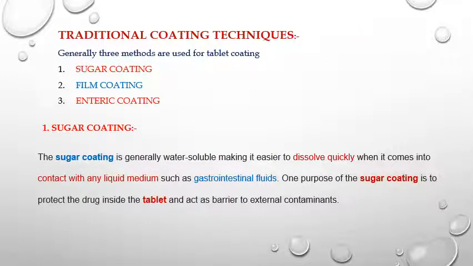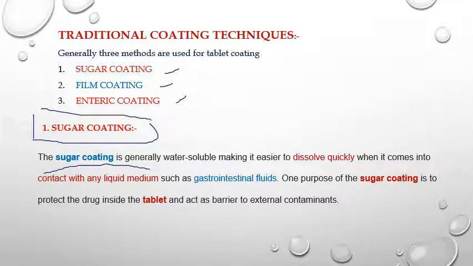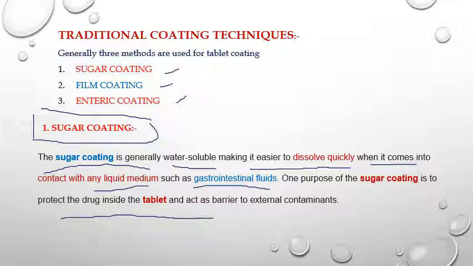Traditional coating techniques: generally we have three methods used for tablet coating. First is sugar coating, second one is film coating, and third one is enteric coating. Now in this lecture we are going to discuss in detail about sugar coating. The sugar coating is generally water soluble, making it easier to dissolve quickly when it comes in contact with any liquid medium such as gastrointestinal fluid. One purpose of a sugar coating is to protect the drug inside the tablet and act as a barrier to external contamination.